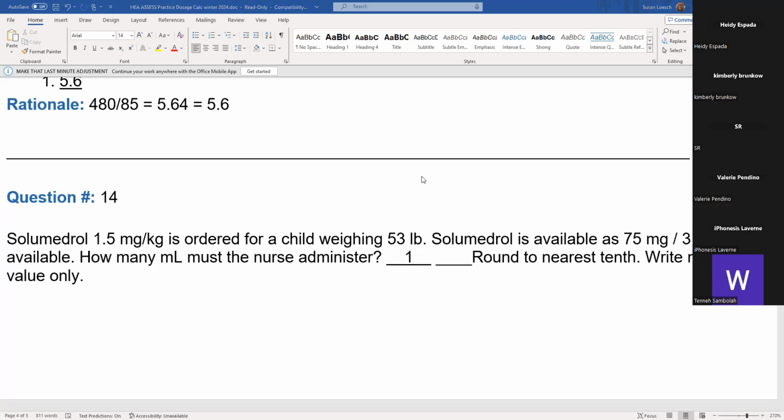So let me do the whole calculation. You guys got your numbers? 36.1. 36. Everybody got their numbers? Yes, 36. I'm going to change the screen.